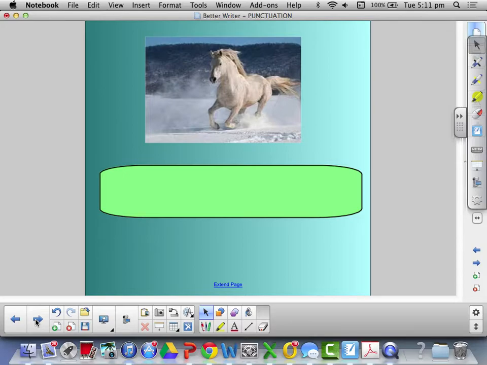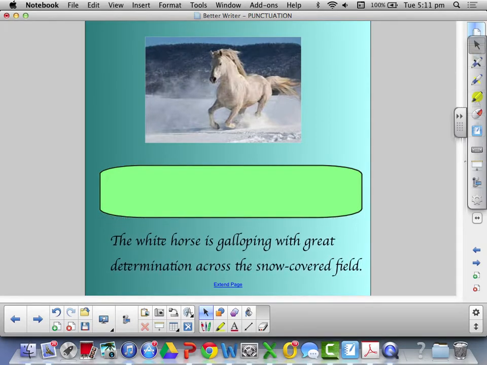Well, I've given it a go. Let's see if this is anything like your one. Oh, I'm going to bring it down here. There we go. The white horse is galloping with great determination across the snow-covered field. So you could see that I've added some descriptive language here. I've added an adjective there. Okay, I've added another adjective here.